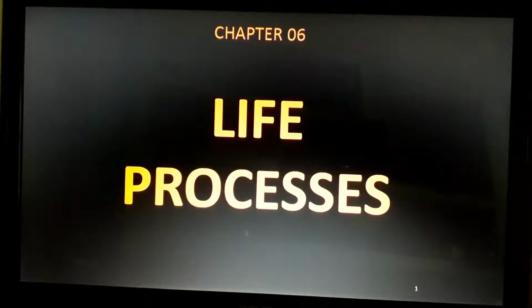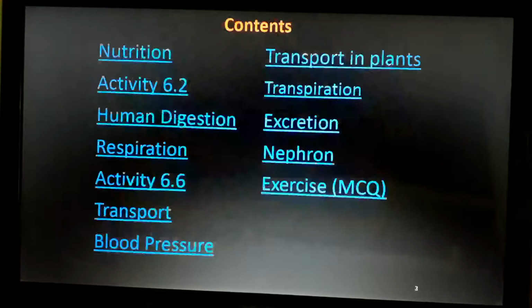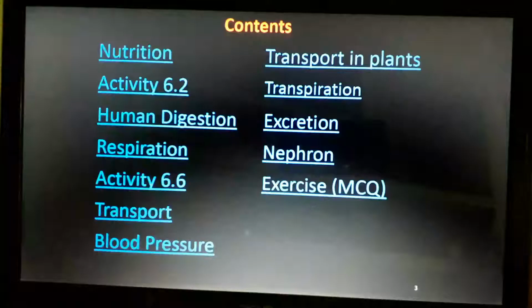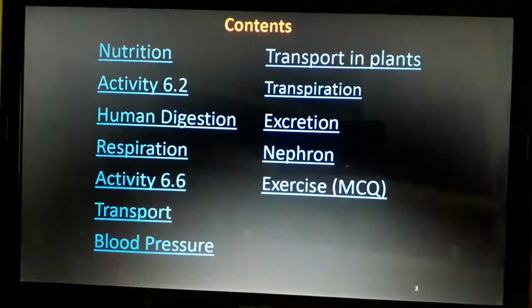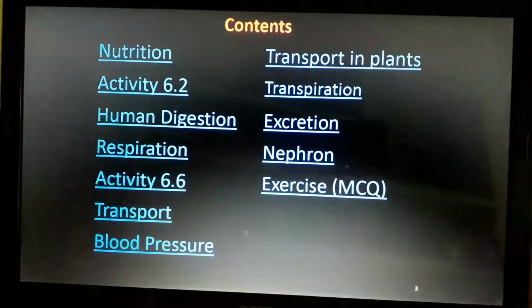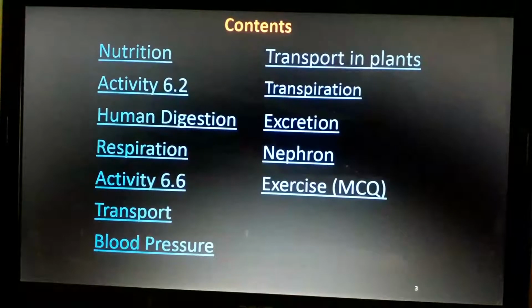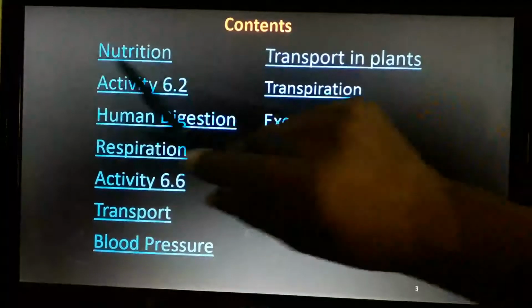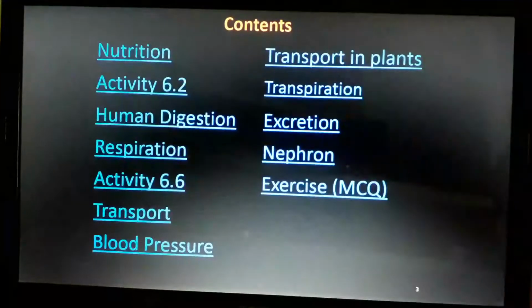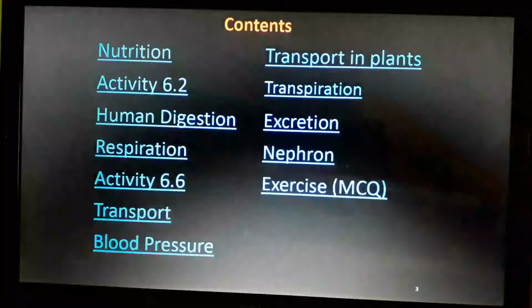Okay. So last time we already conducted an introduction regarding this chapter, life process. In this chapter, mostly what things are we going to study? These are the main parts which are given here. So basically, the first part of this chapter is about nutrition, and some activities are there regarding nutrition.